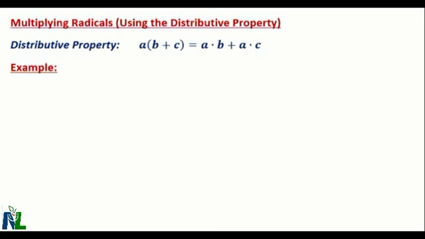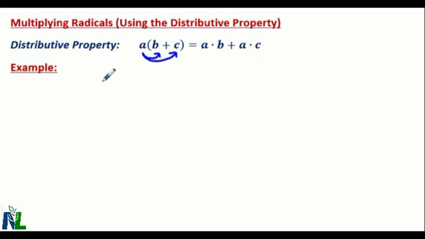In this video, we will show how to multiply radicals using the distributive property. As you notice, there's a number outside one set of brackets, and we distribute that number through to each of the numbers inside the brackets, and we use multiplication. So A times B results in a number, and A times C results in a number.